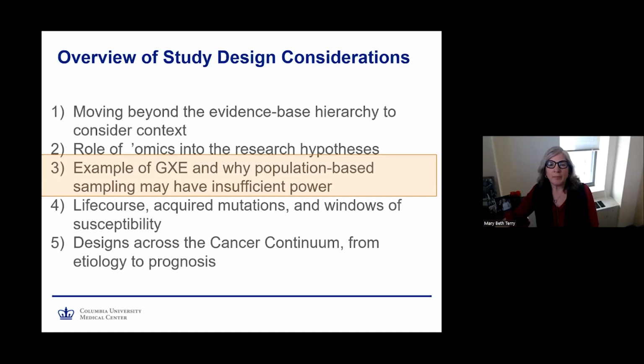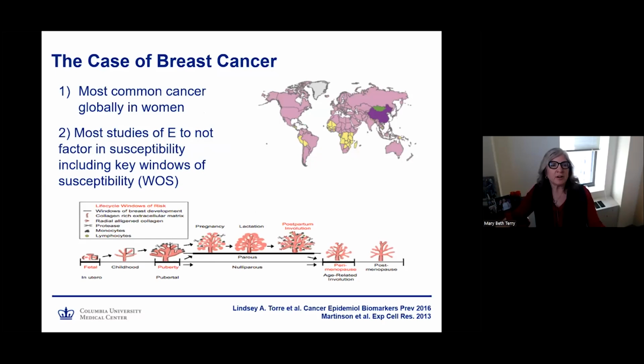I'd like to then give an example to further consider why we need to move beyond the average and ensure stratum-specific statistical power is sufficient. I'll provide the example with breast cancer, which is the most common cancer globally in women. Most studies of the environment do not factor in susceptibility, including windows of susceptibility, where we know the breast tissue is more vulnerable to environmental exposures, as this is when the tissue is rapidly changing in form and function. And so having these studies conducted outside of consideration of susceptibility has led to a lot of inconsistent results.